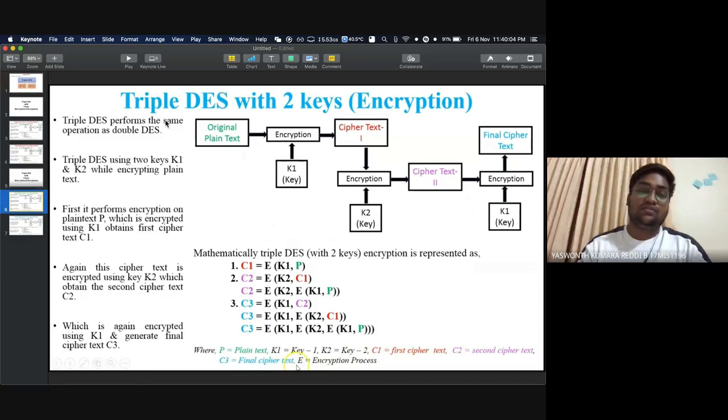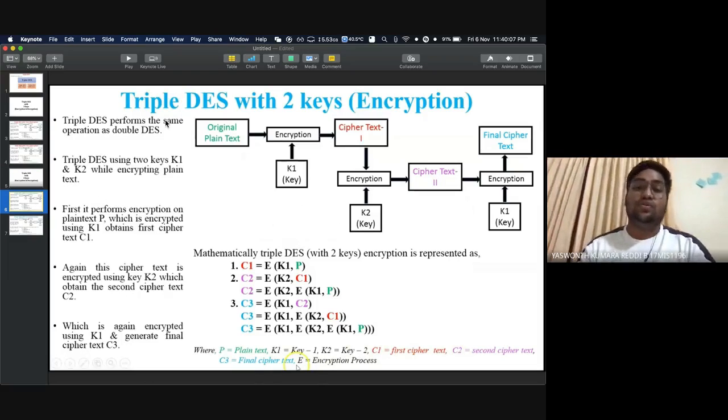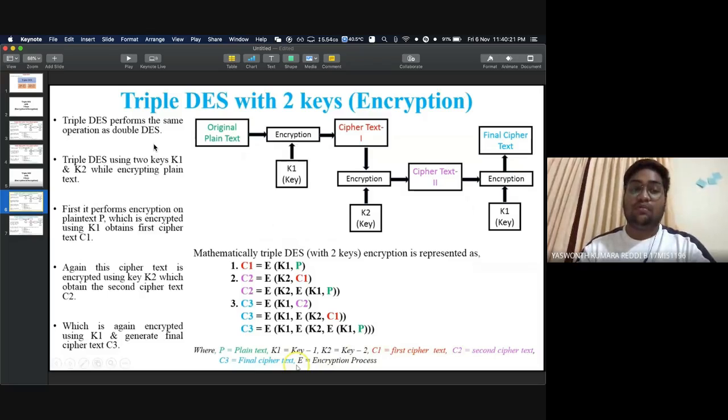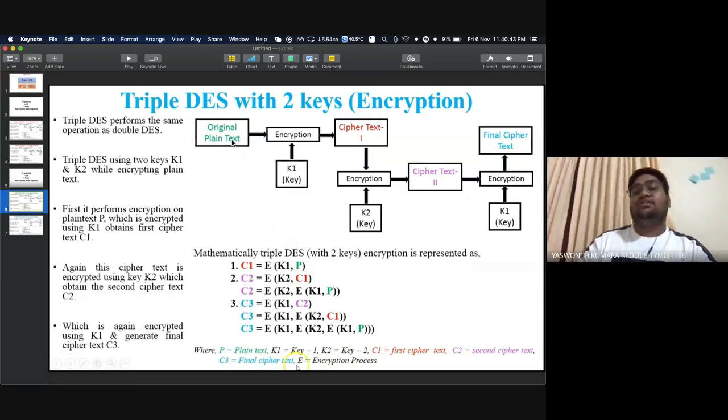Triple DES with two-key encryption performs the same operation as double DES, using two keys, key 1 and key 2, for encrypting the plaintext. First it performs encryption on plaintext P using K1, obtaining the first ciphertext C1. Again this ciphertext is encrypted using key 2, which obtains the second ciphertext C2, which is again encrypted using key 1 and generates the final ciphertext C3. Here is the original plaintext.